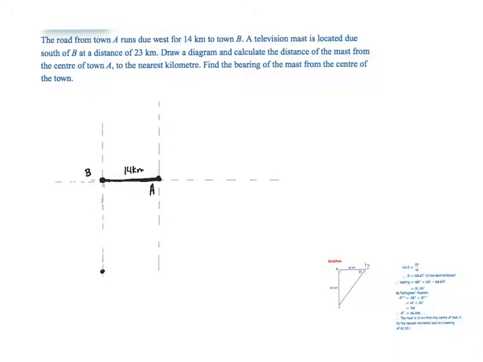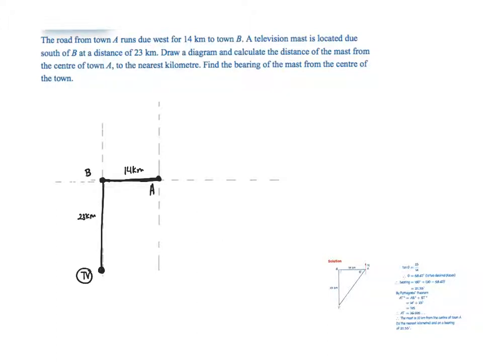Then you're going to go somewhere else from B, because then they said a television mast is located due south of B for 23 kilometres. So I've gone down 23 kilometres due south. So that means exactly on the south line to the TV mast, whatever that is. Okay? And they said that was 23 kilometres.